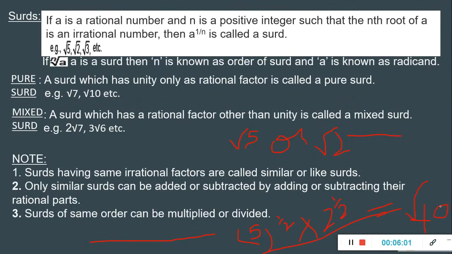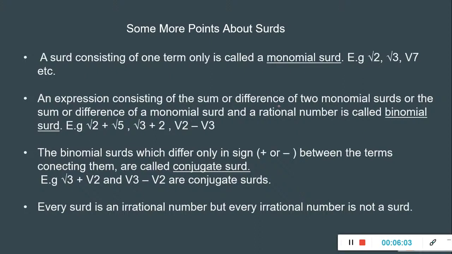Okay, let's move to the next slide. Some more points about surd. A surd consisting of one term only is called a monomial surd. Root 2, root 3, root 7 all contain only one term, so they are monomial surds.